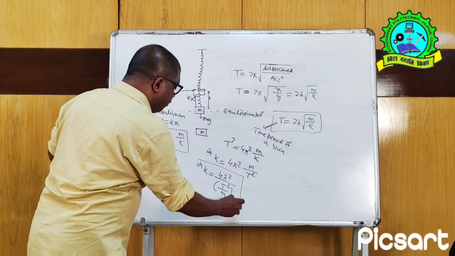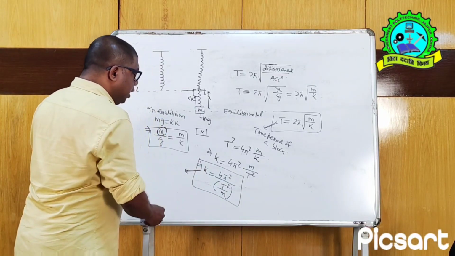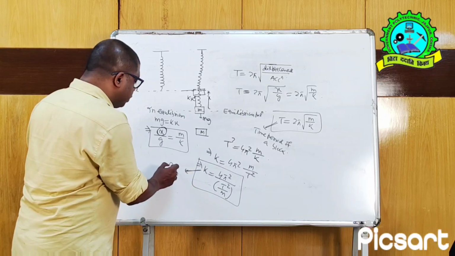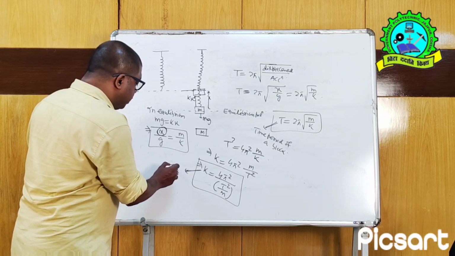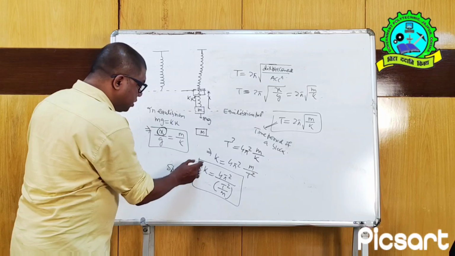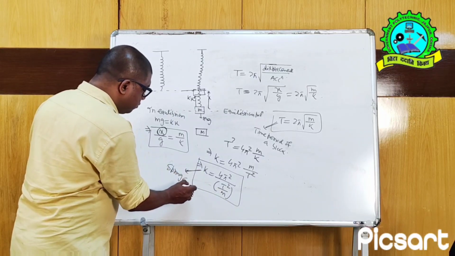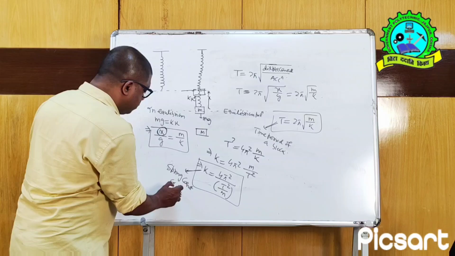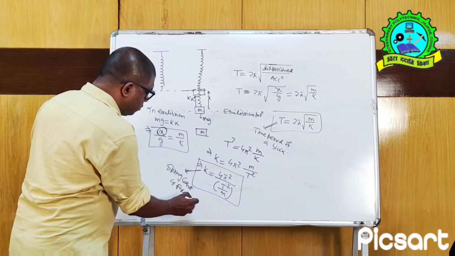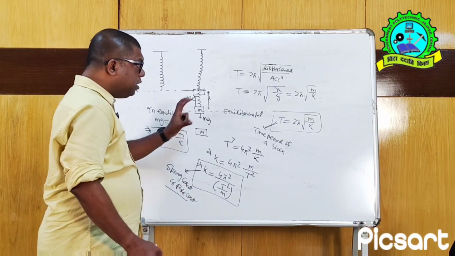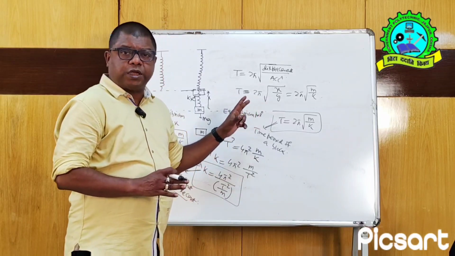So this is the formula. This is the basic concept. The force constant or spring constant can be calculated by this method, by this formula. Okay, these are the basic concepts of this experiment.